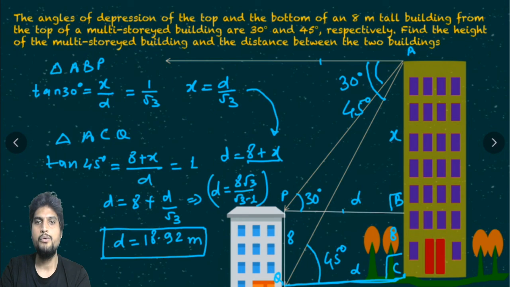So that is the height of the bigger building, that is 8 plus X. So the height of the bigger building also will be 18.92 meters. The answer for both the questions here is 18.92 meters.